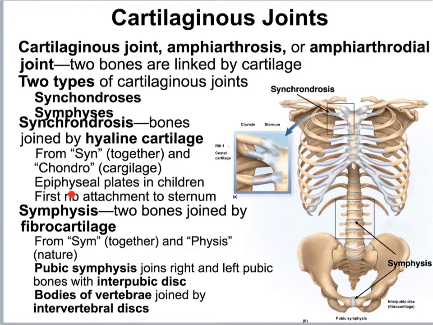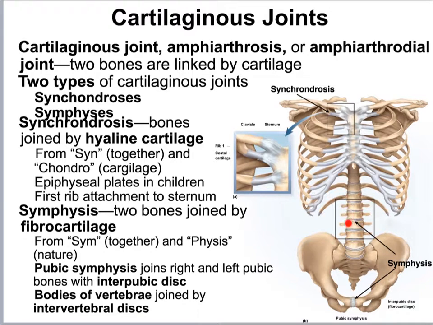A symphysis is a permanent structure where you have two bones joined by fibrocartilage. There are two main types of symphyses in your body. The pubic symphysis, which is the area down here where your two pubic bones meet, and there's a plate of fibrocartilage there. The other type of symphysis is your intervertebral disc, which you see here.